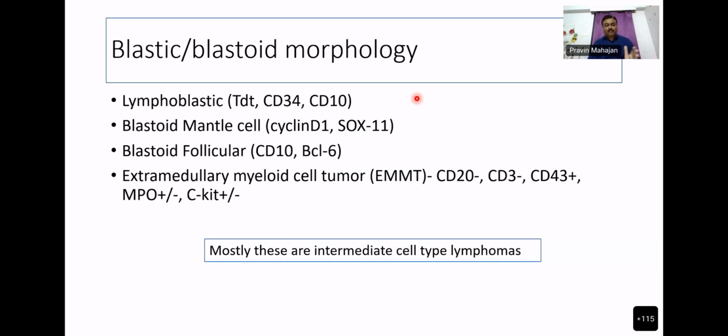Very rarely, a low-grade follicular lymphoma can transform to a high-grade lymphoma which has a blastoid morphology. In such cases, you will have to do follicular markers, like CD10 and BCL2, to prove that it is a blastoid variant of follicular lymphoma. And sometimes a lymph node can be involved by an extramedullary myeloid cell tumor or myeloid neoplasm. In such cases, you will have to do additional markers like CD43, MPO, or CD34 to prove that it is a myeloid neoplasm. Obviously, you need to prove that it is not a lymphoblastic lymphoma. Most of these blastic or blastoid morphology tumors are actually intermediate size lymphomas.